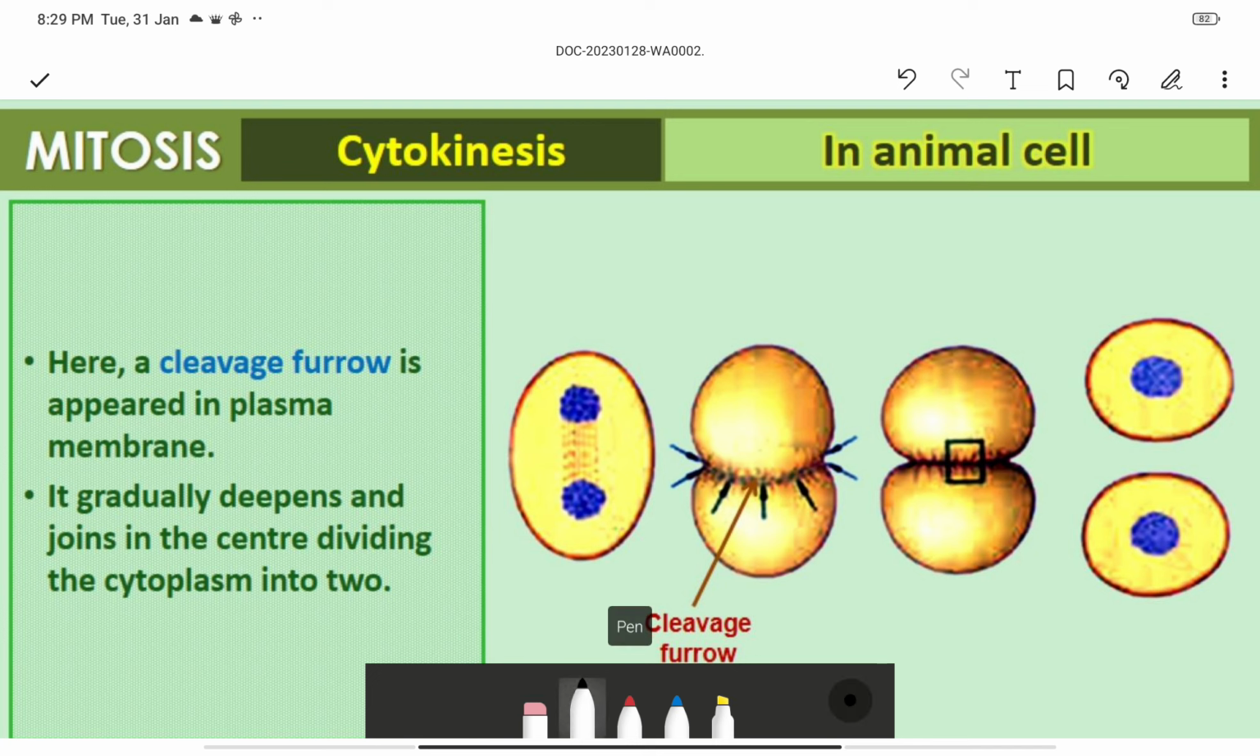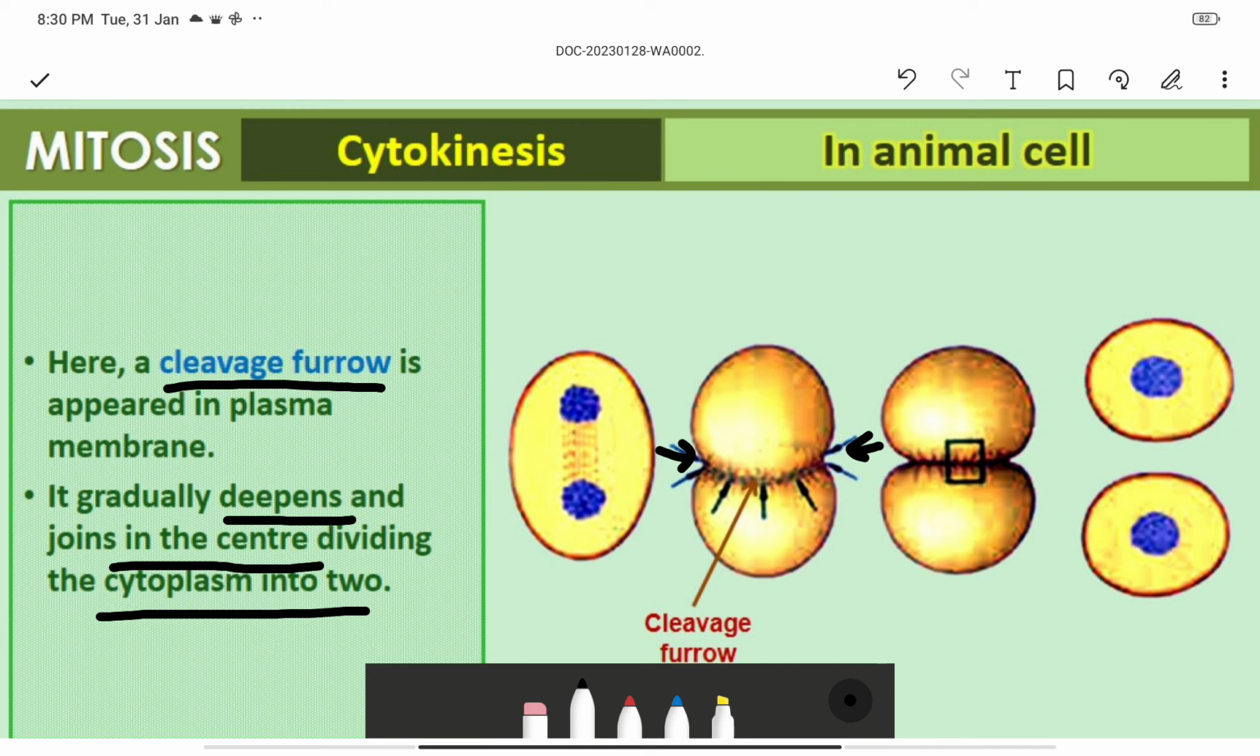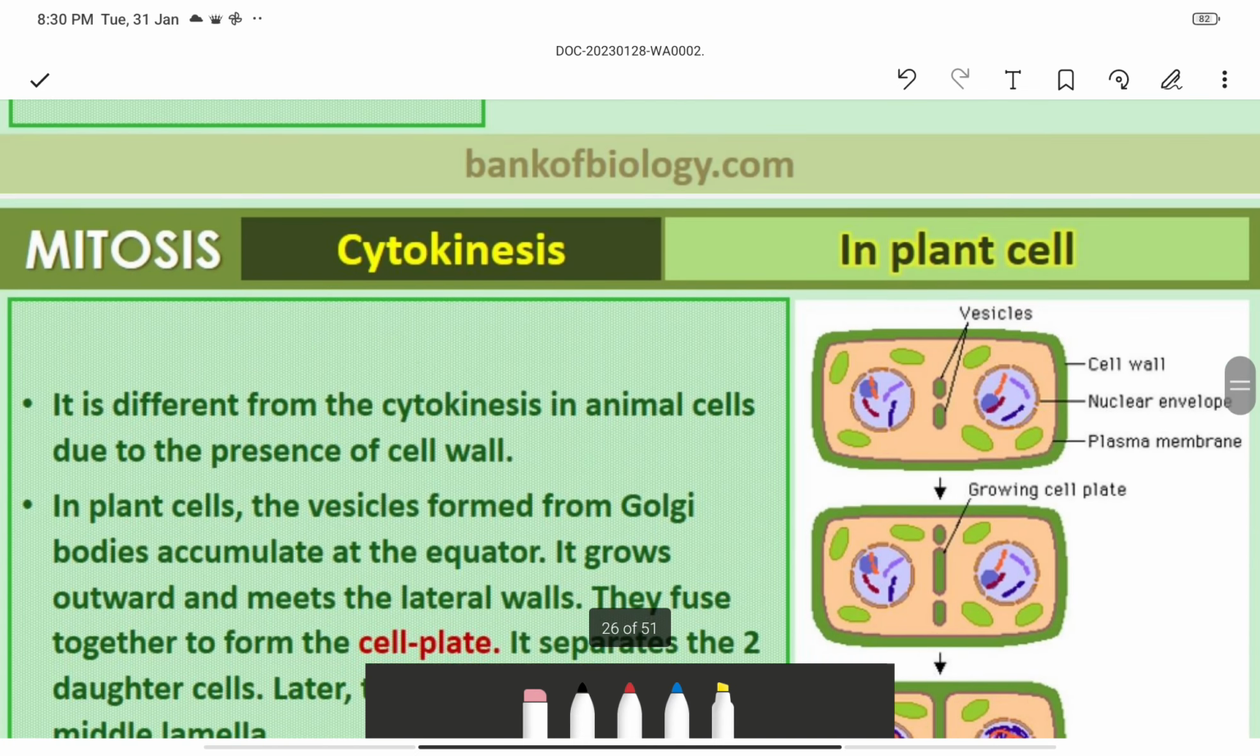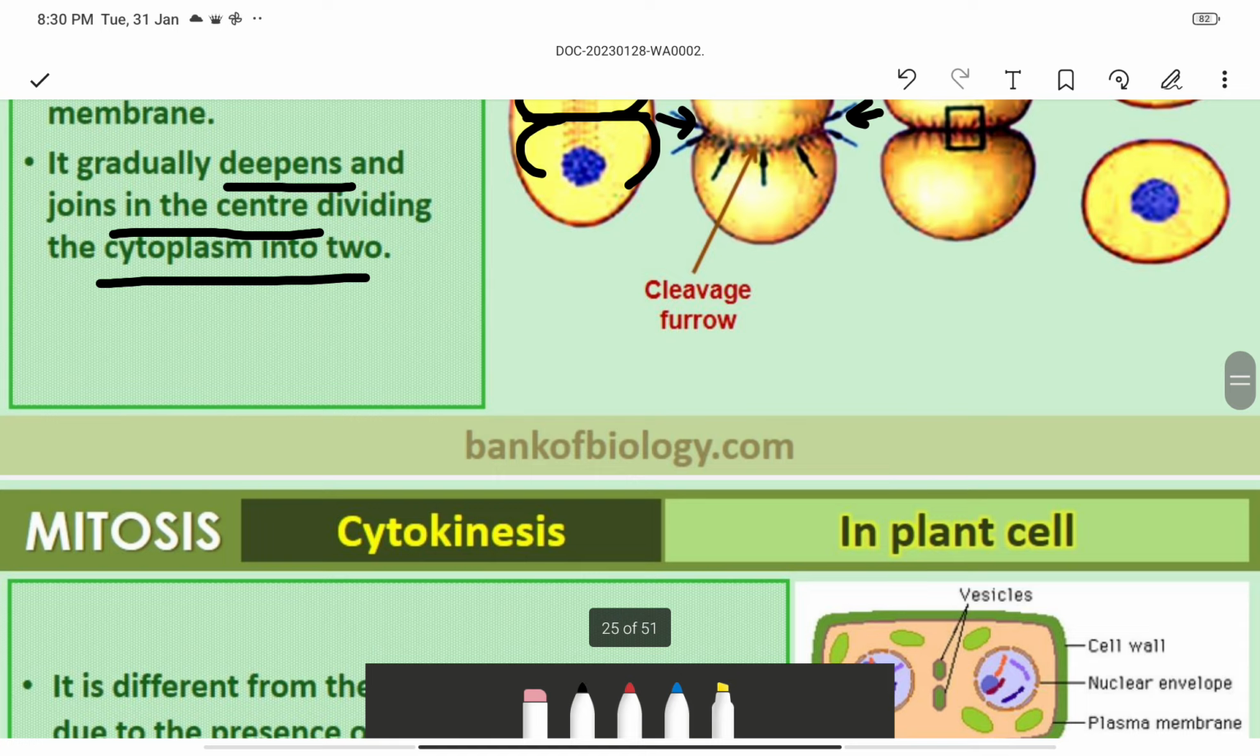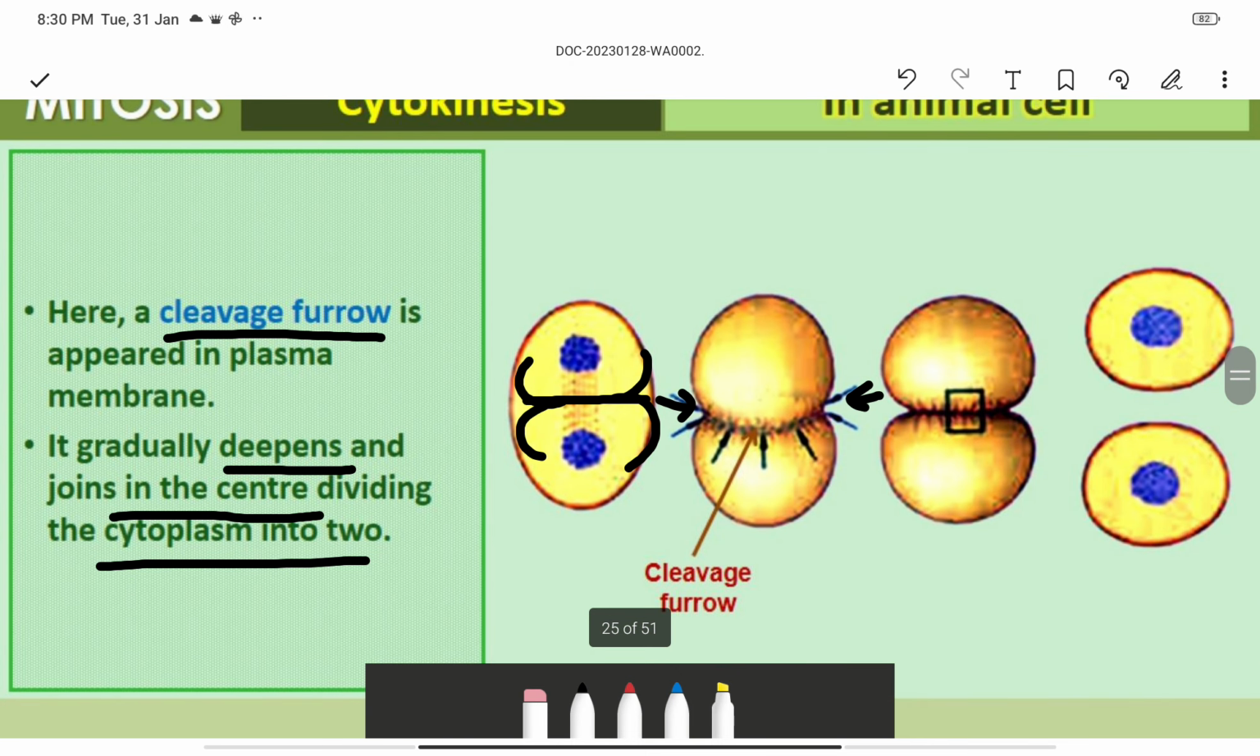Now see here in the animal cell, a cleavage furrow is formed. This is nothing but the cleavage furrow. Both ends protrude inward, and it gradually deepens and joins at the center, dividing the cytoplasm into two. It's a small invagination that takes place. Due to that, it gradually grows and the cytoplasm changes into two cells. Got it? So in the animal cells, a cleavage furrow is formed.